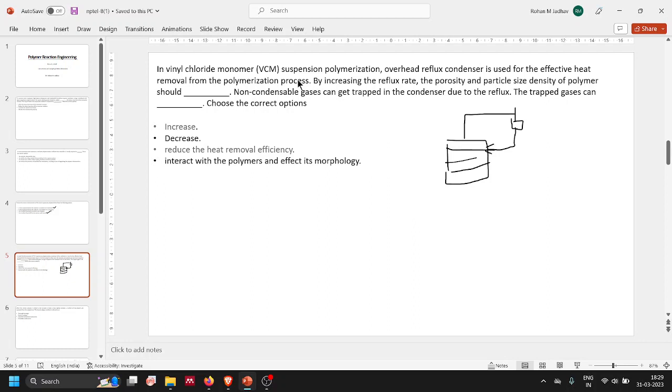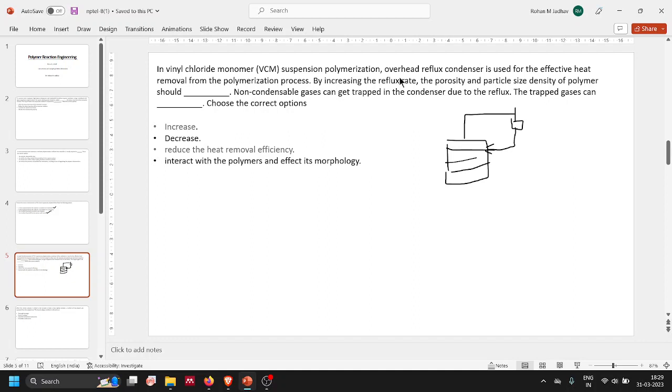So, for the effective heat removal of the polymerization process, by increasing the reflux rate, the porosity and particle size density of the polymer should what? And the next: non-condensable gases can get trapped in the condenser due to reflux. The trapped gases can what? From the given options, we have: increase in particle size density or porosity, decrease in particle size density or porosity, reduce the heat removal efficiency, and interact with the polymers and affect its morphology.